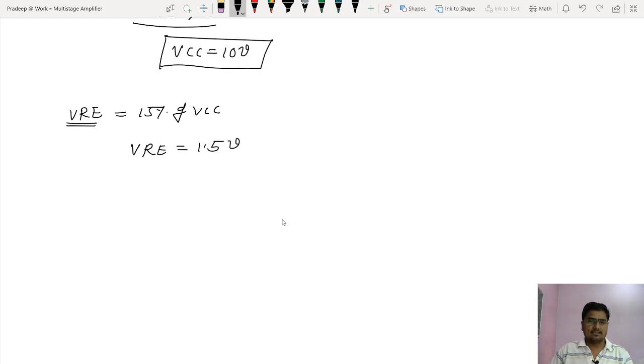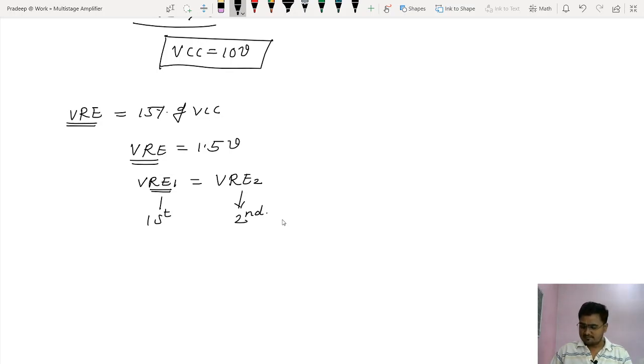So this VRE that I am calculating is nothing but the voltage across resistor RE1 and the voltage across resistor RE2. Now what are RE1 and RE2? RE1 is the resistor at the first stage and RE2 is the resistor at the second stage. Right, emitter resistor of first stage, emitter resistor of second stage. We will have the same thing.